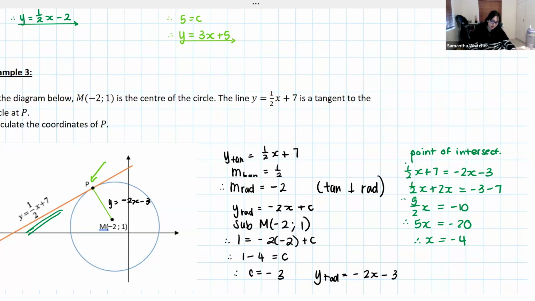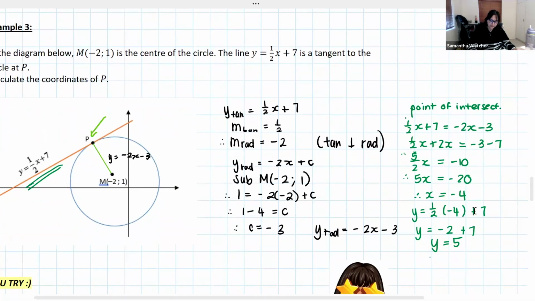So if I substitute it into the one I know, y is equal to a half times -4 plus 7. A half times -4 is -2. And so y is equal to +5. And so what that means is that my coordinates for P are at -4, 5.